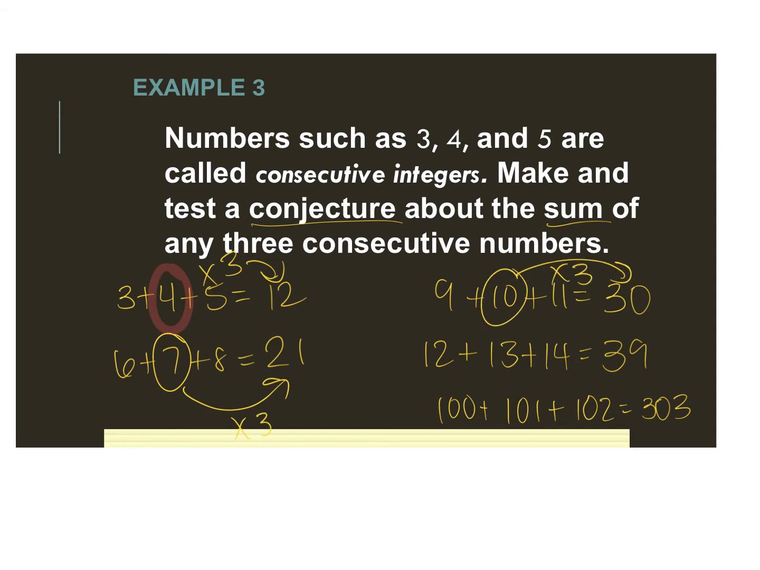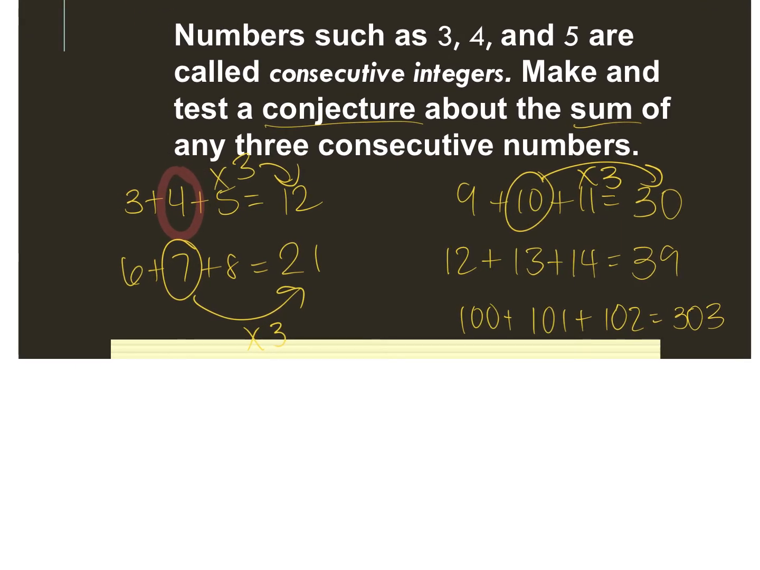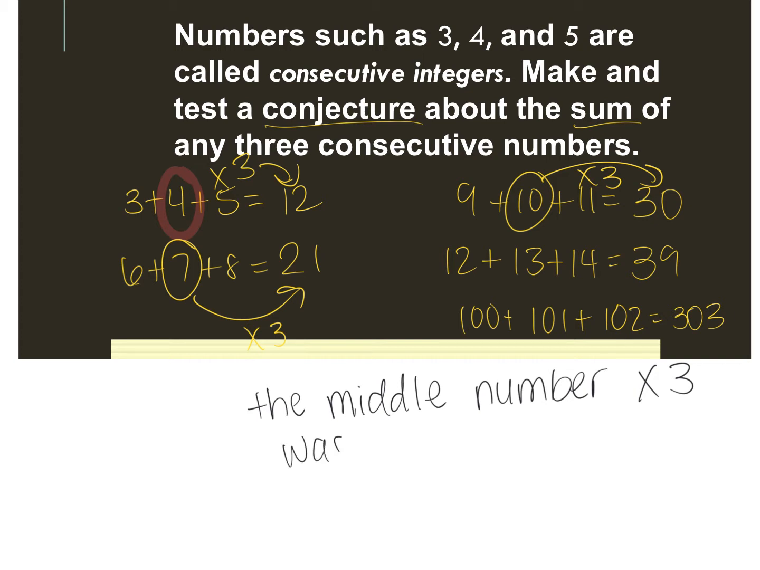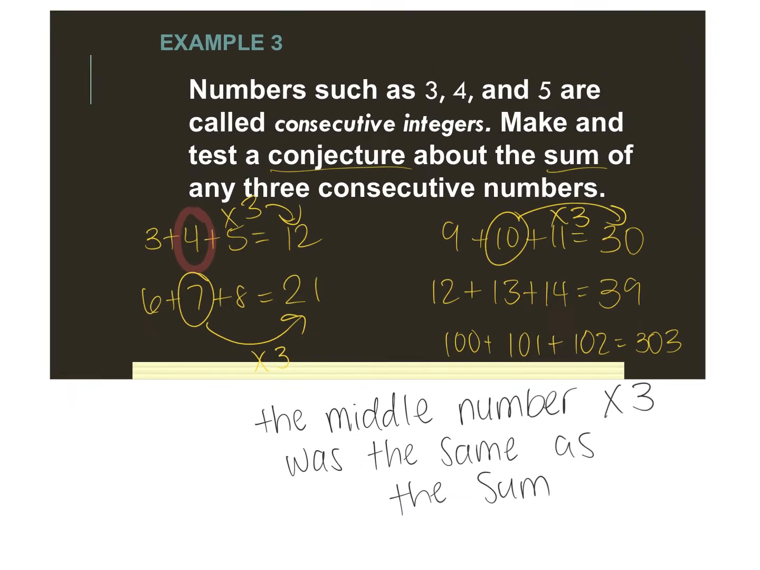So if we were to write a conjecture, we would say, write this down. The middle number times 3 was the same as the sum. Good work.